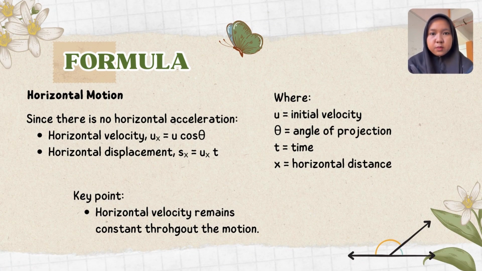Now, I will explain the formulas used in projectile motion. Before applying the formulas, we first resolve the initial velocity into two components. The horizontal component is ux equals u cos theta, where u is the initial velocity, theta is the angle of projection, and ux is the horizontal velocity. Since there is no horizontal acceleration, this horizontal velocity remains constant throughout the motion. The horizontal displacement is calculated using x equals u cos theta times t, where x is the horizontal distance and t is the time of motion.